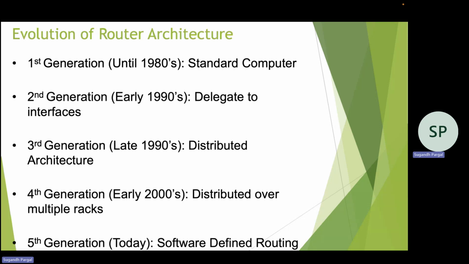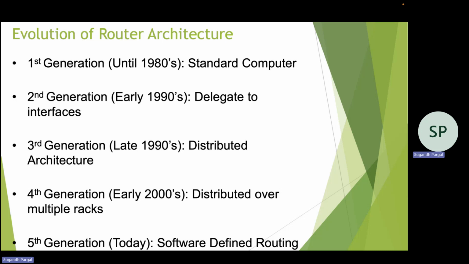Okay. So what was the evolution of the router architecture? The first generation was introduced in the 1980s with a standard computer which contains the information. This was followed by the second generation, in the early 90s, where it delegates to the interfaces. Then there is the third generation in the late 1990s, where they introduced a distributed architecture for the router. That means one router has a different architecture, another router has a different architecture, so that is a very distributed architecture.